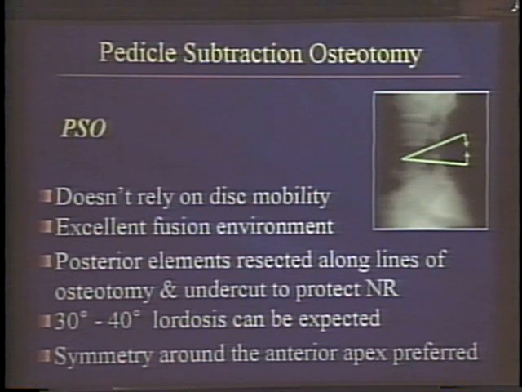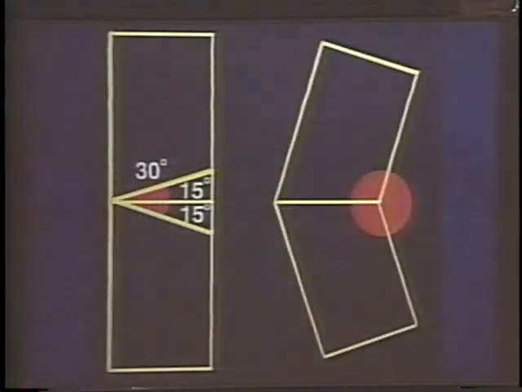The posterior elements are resected along the lines of the osteotomy, and then it's necessary to undercut these to protect the neural elements. And you prefer to do a symmetrical osteotomy around the anterior apex, particularly if there's no associated coronal plane deformity. And this is approximately the way you would want to cut the osteotomy, angled 15 degrees from top and bottom, closing it, giving you 30 degrees of correction.